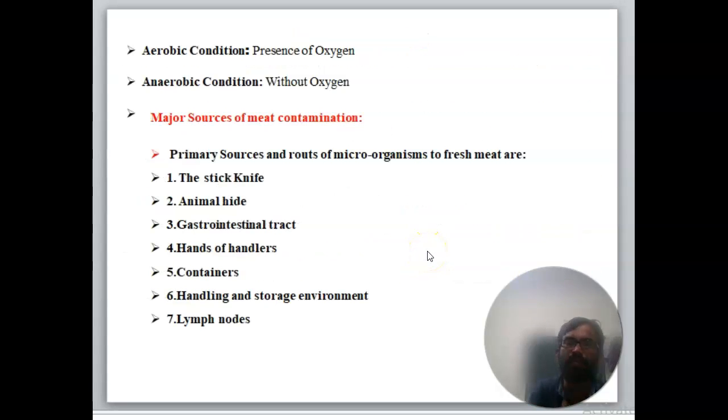Before we discuss food microbiology in detail, two terms are very important: the aerobic condition and the anaerobic condition. Aerobic condition means the presence of oxygen. Any reaction or change that happens in the presence of oxygen is called an aerobic condition. And the anaerobic condition means without oxygen. A reaction or change that happens without oxygen is called an anaerobic condition. Aerobic means oxygen present, anaerobic means without oxygen. Please keep these points in your mind.